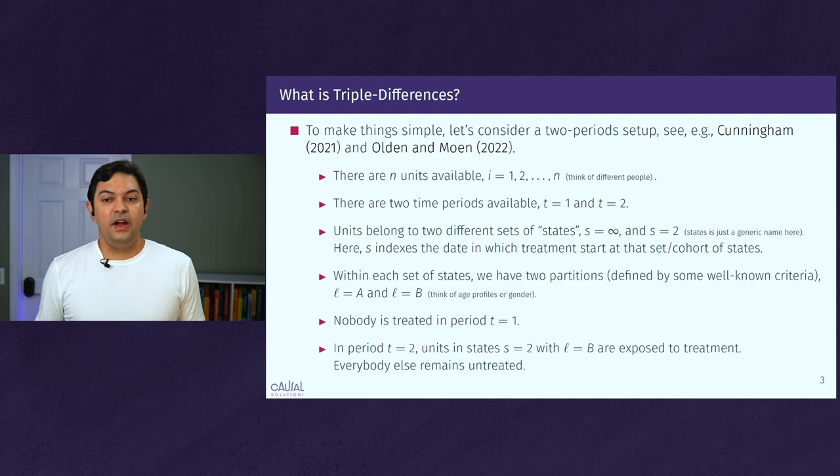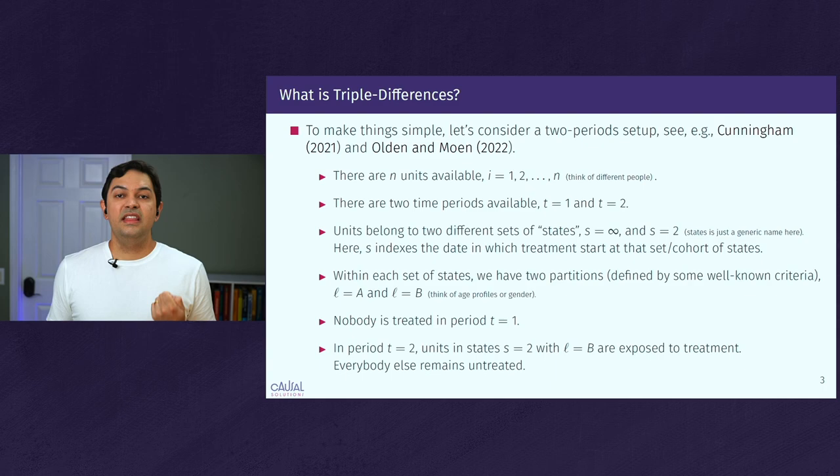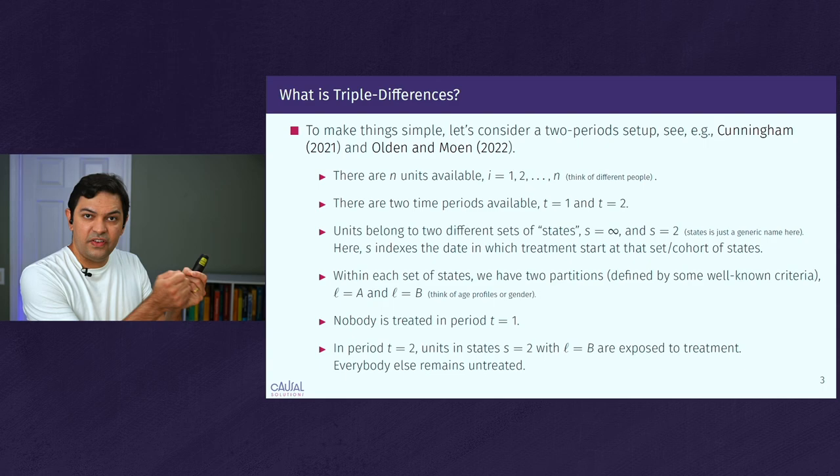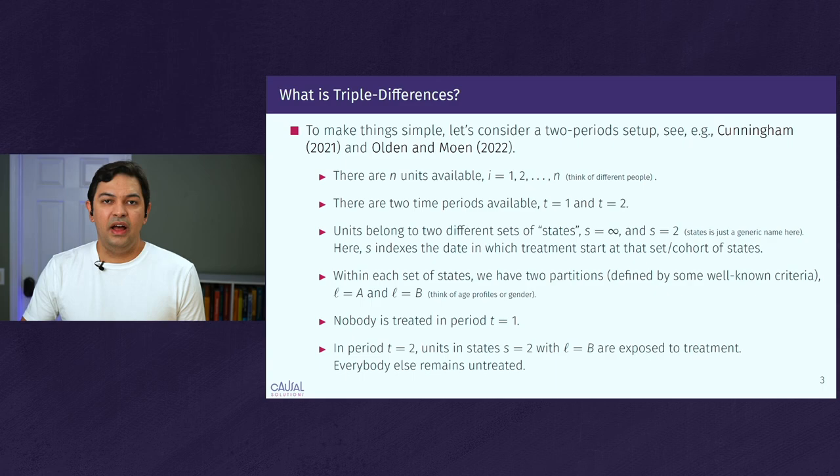So here, little s will play a similar role as our little g that we talked about throughout the entire course, right? Here, little s will index the date in which treatment started for this cohort of states. And within each of these sets of states, s equals infinity and little s equals 2, we're going to be able to partition the population into two additional groups. Here, you're going to have a group L equals A. The other group is going to be L equals B.